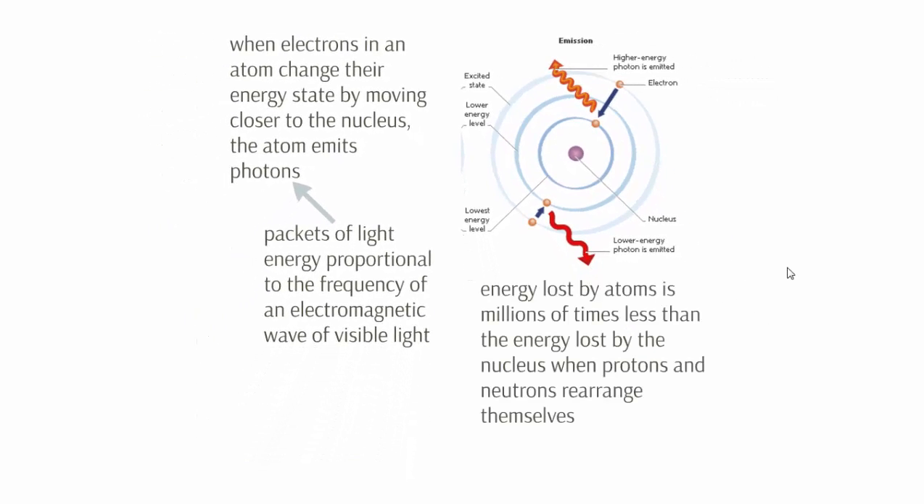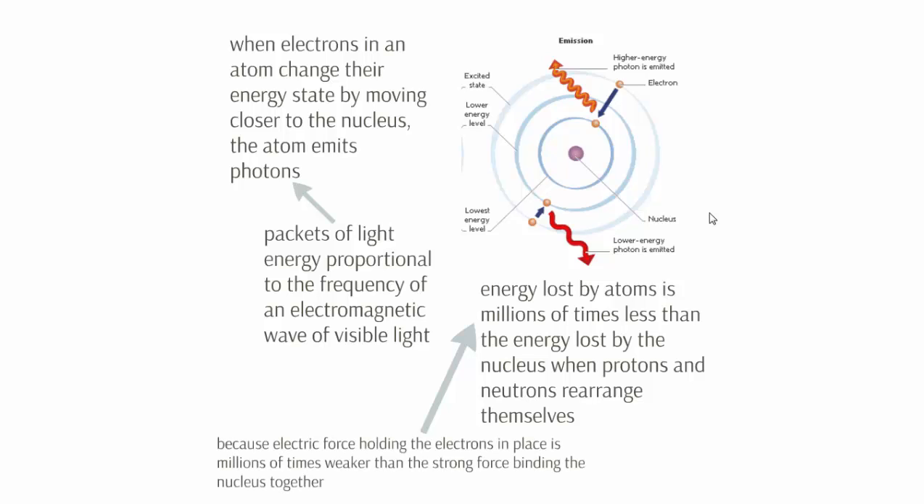And this energy lost by atoms is millions of times less than the energy lost by the nucleus when protons and neutrons rearrange themselves. So this is a lot less energy being emitted than when you have stuff happening in the nucleus. That's why nuclear reactions have a lot of energy potential. And the reason that electrons changing energy levels is not as much energy is because the electric force holding the electrons in place is a lot weaker than the force that's binding the nucleus together. So basically, the force holding the electrons in place is much smaller than the nuclear force. Remember, the nuclear force is what's holding the nucleus together. That's why we call it a nuclear force.